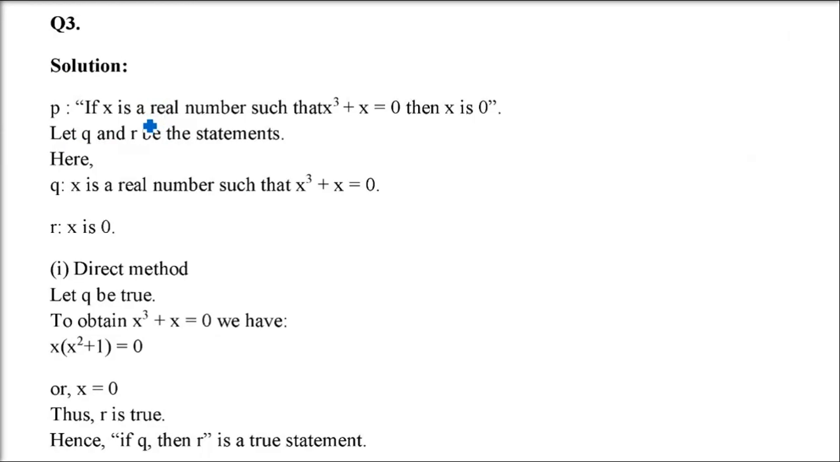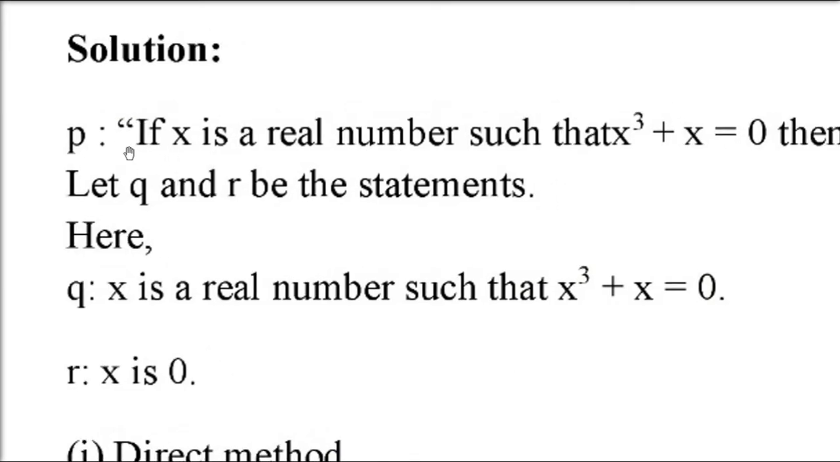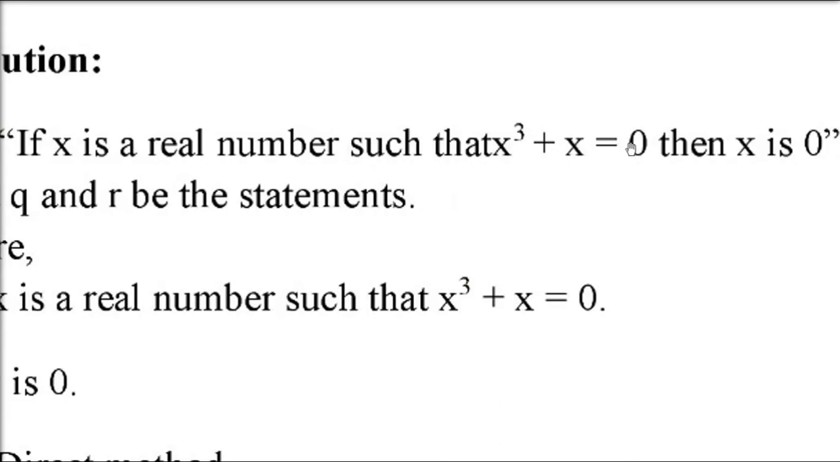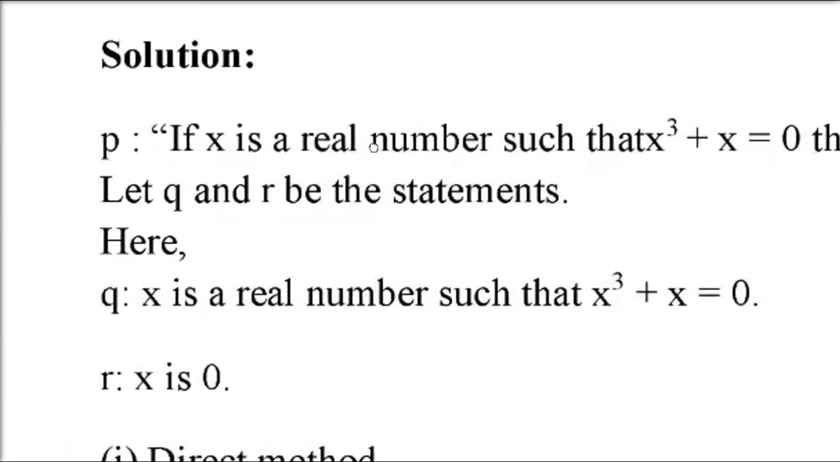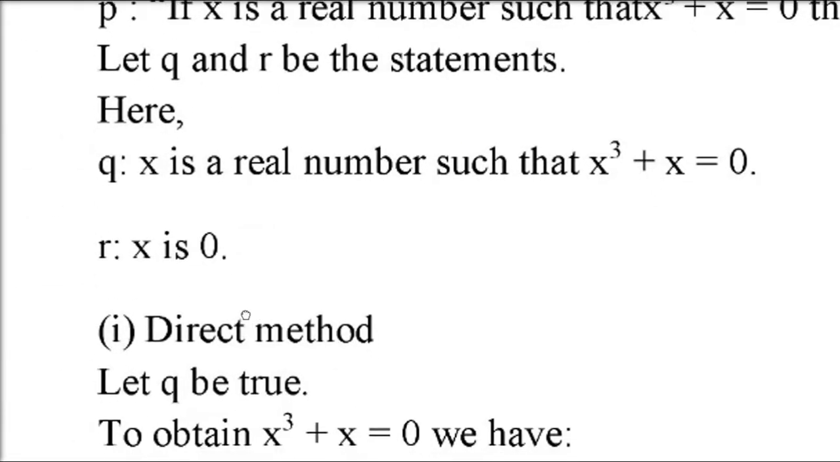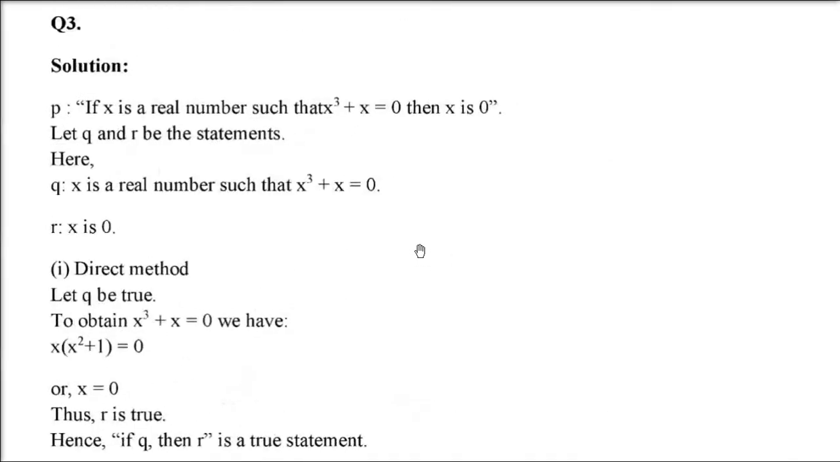Okay, now question number 3. Show that the statement p: if x is a real number such that x cube plus x equals 0, then x is 0. The question says you have to do it by 3 methods: direct method, contrapositive and contradiction. We'll see that the direct method and contradiction are almost the same in how to prove it.